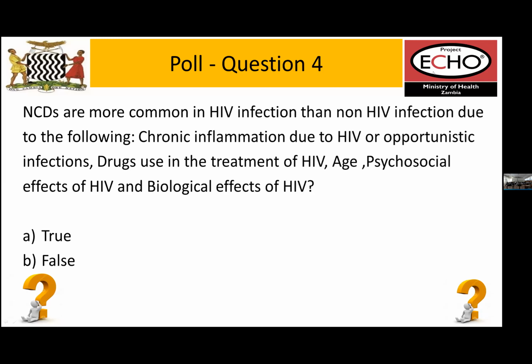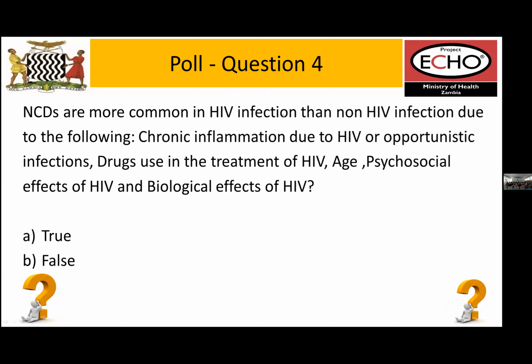Fourth poll question. NCDs are more common in HIV infection than non-HIV infection due to the following reasons: chronic inflammation due to HIV or opportunistic infections, drug use in the treatment of HIV, age, psychosocial effects of HIV, and biological effects of HIV. Single best answer, true or false? Let's poll in the last few seconds. We have over 50% that have polled. We'll end the poll here. We have 97% of people that have polled think that the answer is true.